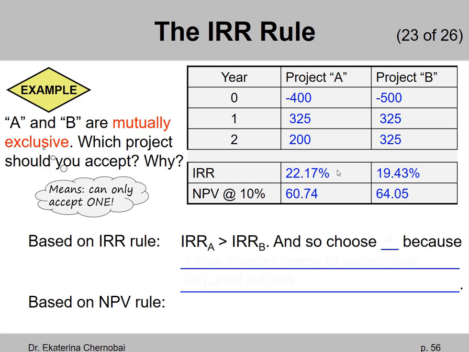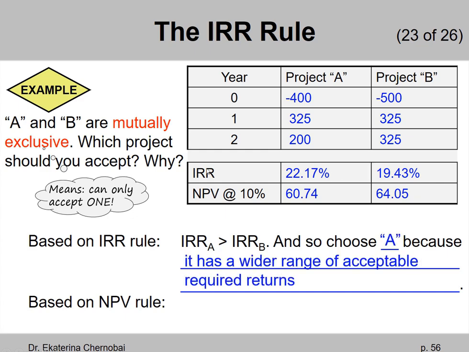project A. And because in both cases you make a better return than what's typical, which is 10% per year, technically both are good projects, but because they are mutually exclusive, we need to pick the one that's better, and that's project A. You can also say that project A is the winner because it has a wider range of acceptable required returns. Now let's look at which one we would choose based on the net present value rule.